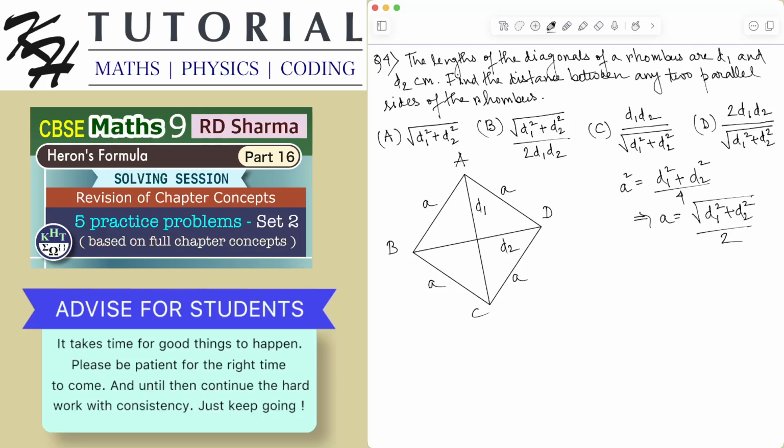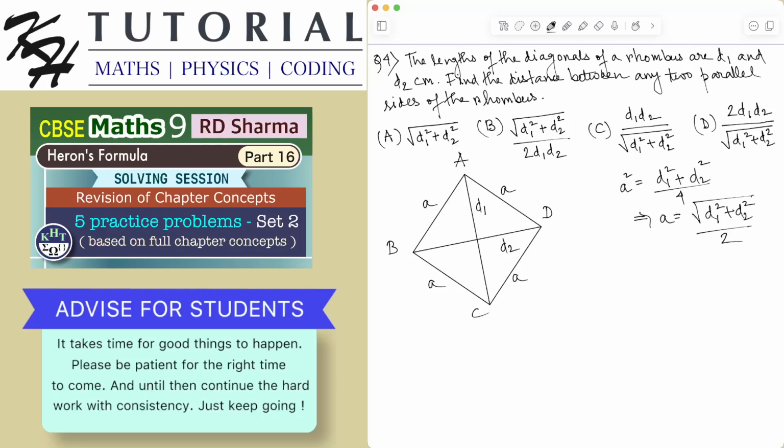Now what will be the area of this? The question has asked to find the distance between any two parallel sides of the rhombus. So we know that the area of a parallelogram is equal to the length of one of the parallel sides and the distance between them. So when the question asks to find the distance between any two parallel sides, the idea of finding the area of a parallelogram should immediately come into your mind.